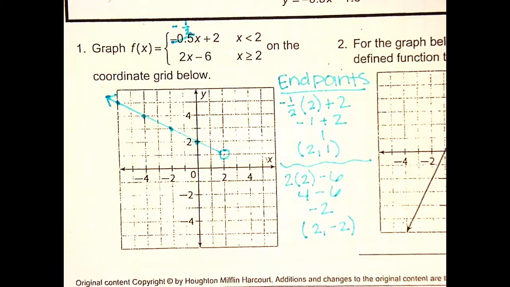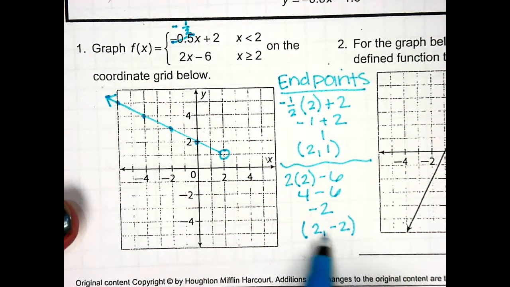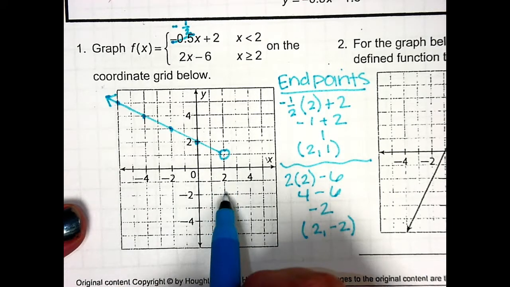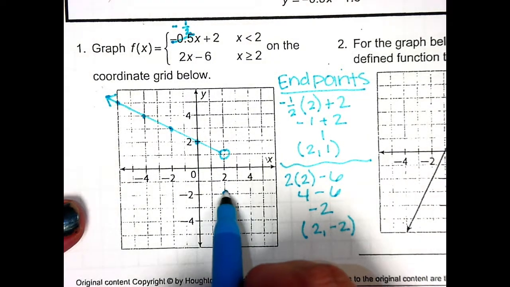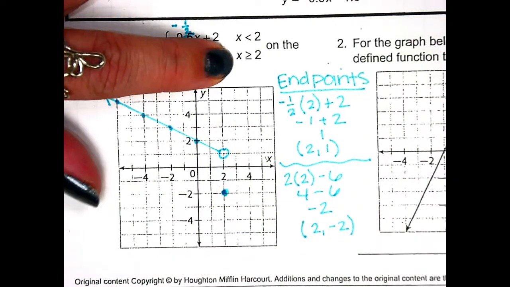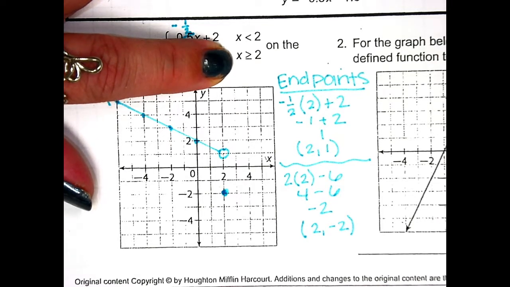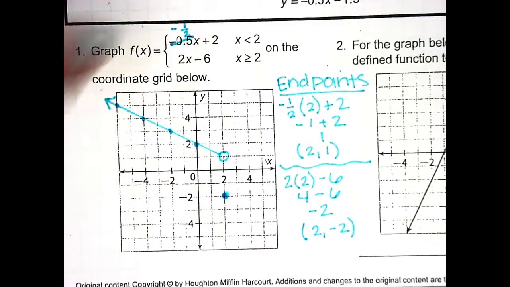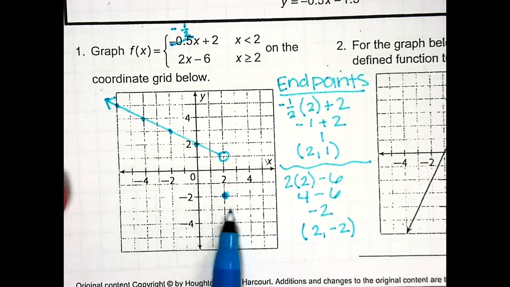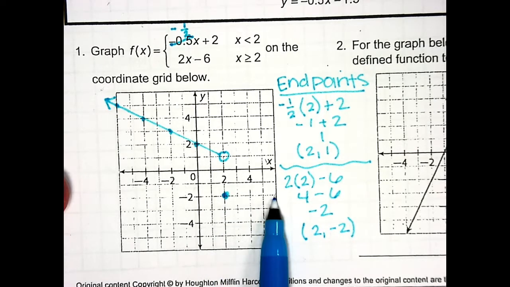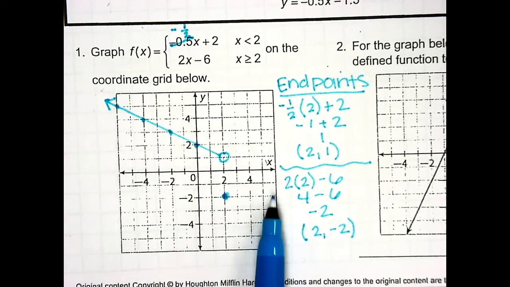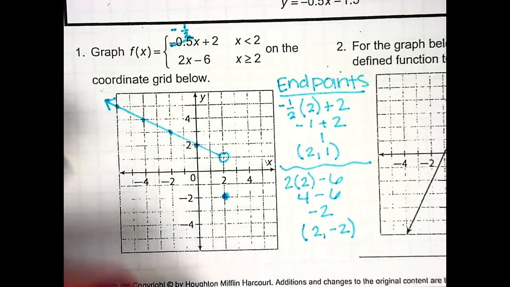The second one, the endpoint is at 2, negative 2. That's going to be a closed dot because it's greater than or equal to. And because x is greater than 2, we're only going to use the part of the line that's to the right, because that is where the x values are greater than 2.